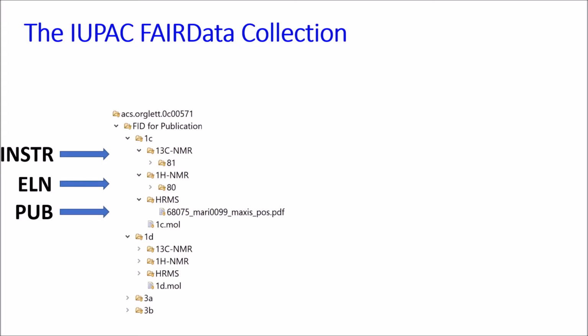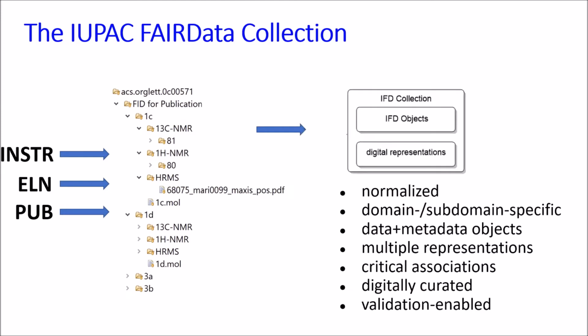And so our idea is to create an organized collection from whatever comes to us from these various sources. And that conceptually becomes an IUPAC FAIR data collection, which has IUPAC FAIR data objects. Now, these aren't quite the objects that we think of in terms of digital objects, because these are more conceptual objects, but what other people would call digital objects would be what we're going to call digital representations, and I'll talk about that in a minute.